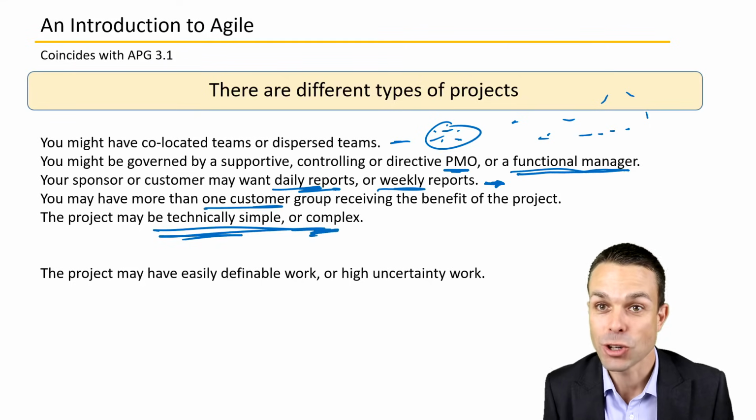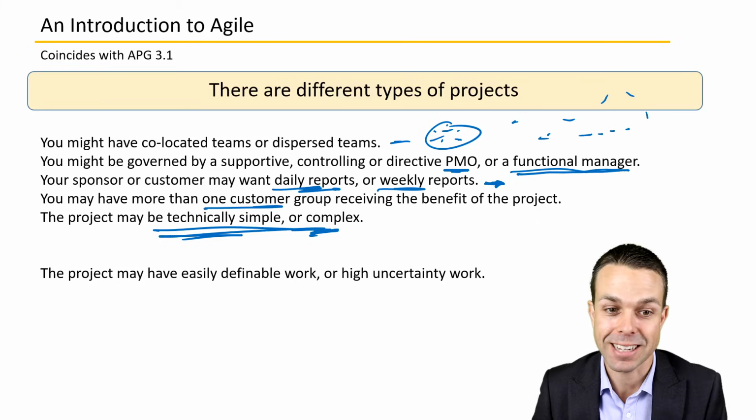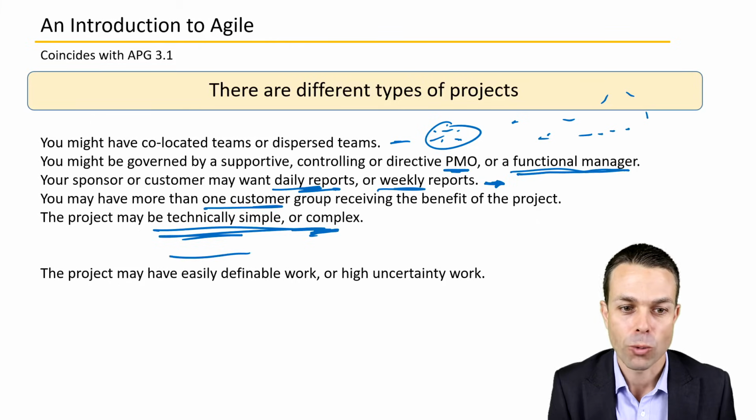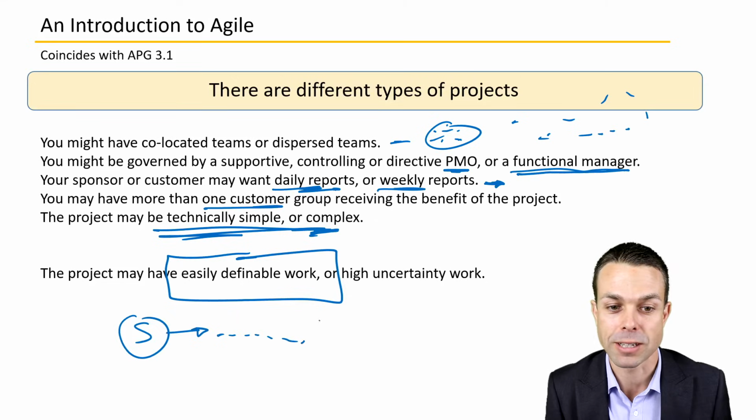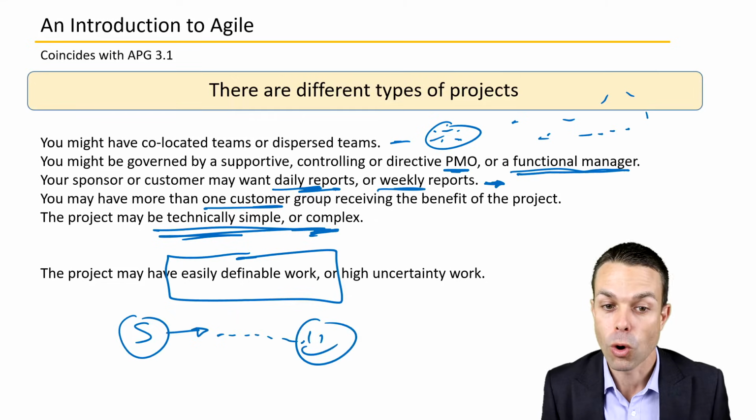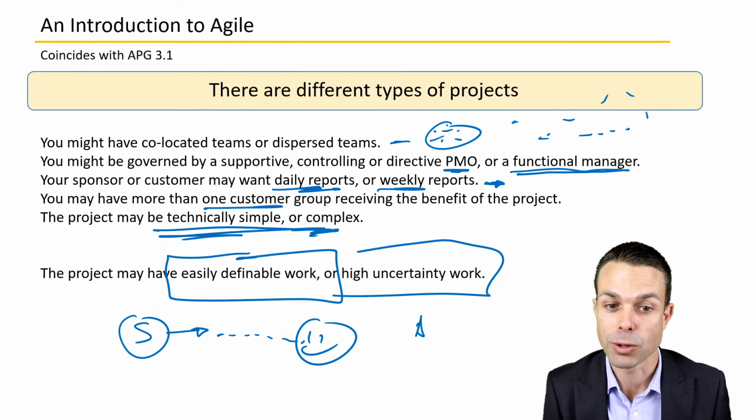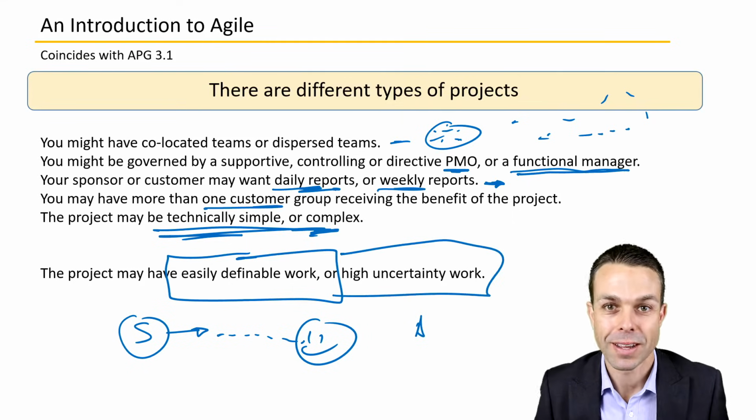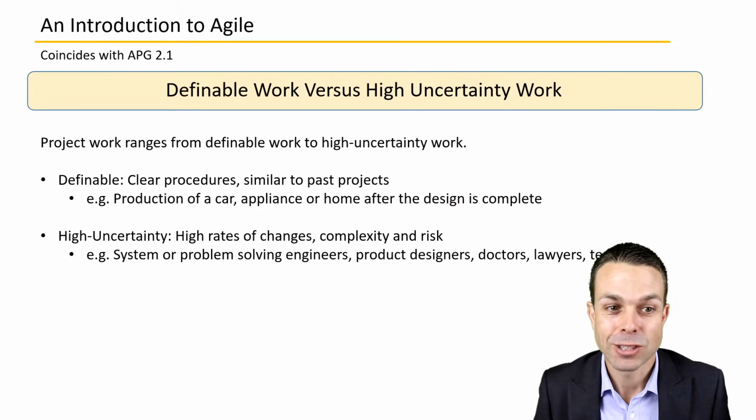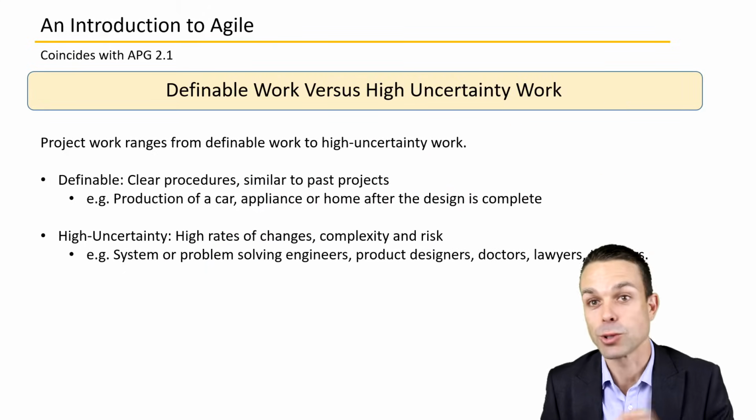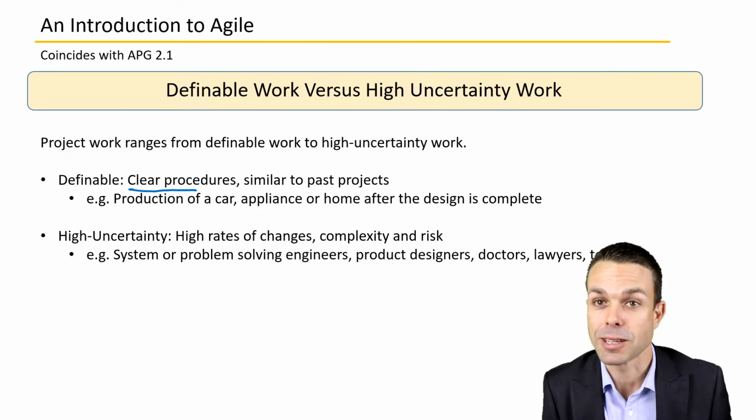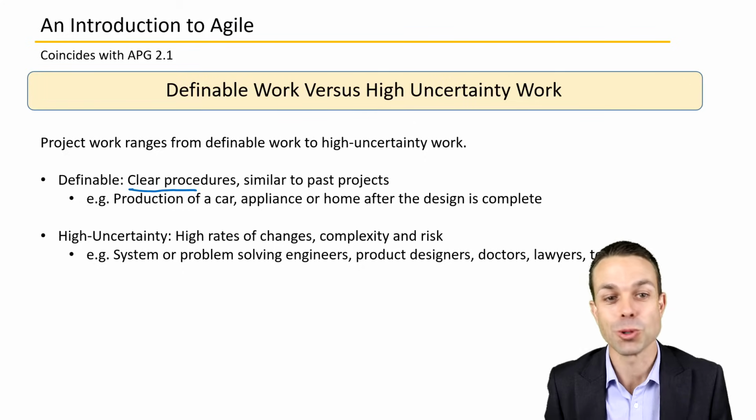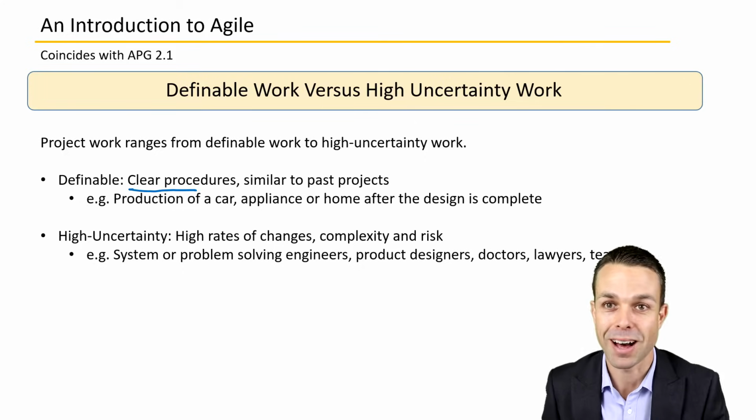And that brings us to our next section on easily definable work, where we might use more of a waterfall approach, where we can define everything up front, all of our scope and cost and everything, and then go ahead and create that project and then deliver it right at the end. Or we might be working with a more adaptable approach, where we've got high uncertainty and things are subject to change. So the project work ranges from definable work to high uncertainty work, and that means definable is where we've got clear procedures. Maybe we've got something that's similar to a past project. We know what to expect. This might be the production of a car that has been done before.